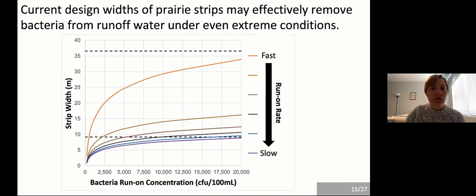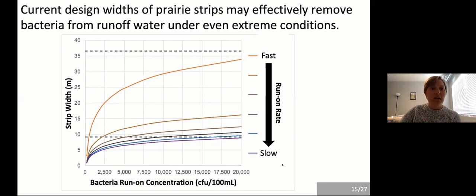Walking through this figure, along the x-axis you can see a range of incoming bacterial concentrations that would be moving off manured fields. The y-axis represents the prairie strip width necessary to achieve the desired bacteria reduction. And then these different colored lines represent different run-on flow rates, with the orange being the fastest flow rate and the purple being the slowest flow rate.